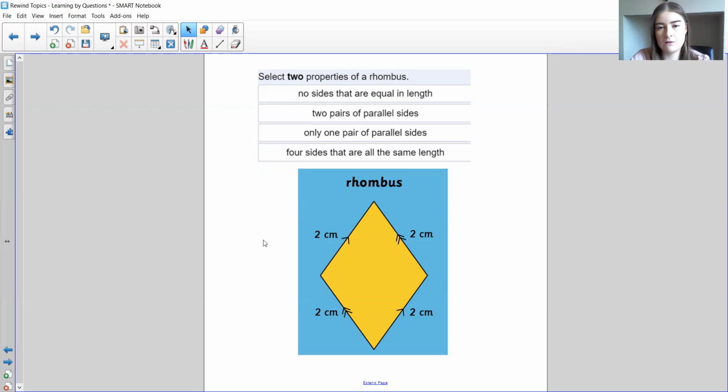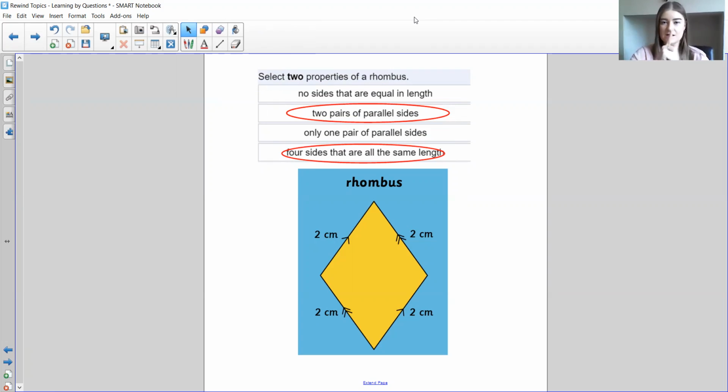No sides that are equal in length. There are definitely some equal sides there, so that's not right. 2 pairs of parallel sides. Well, yes, it's got these 2 will never meet and these 2 will never meet. So it's definitely got 2 pairs of parallel sides, which means it can't have only 1 pair of parallel sides, but it has got all 4 sides that are the same length. And so that is a rhombus, and that is in line with what it says on our glossary.